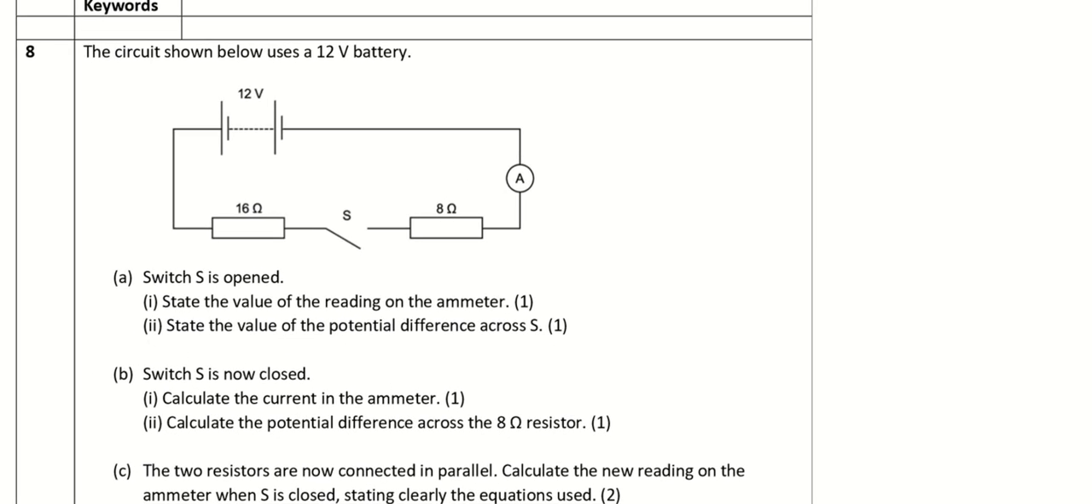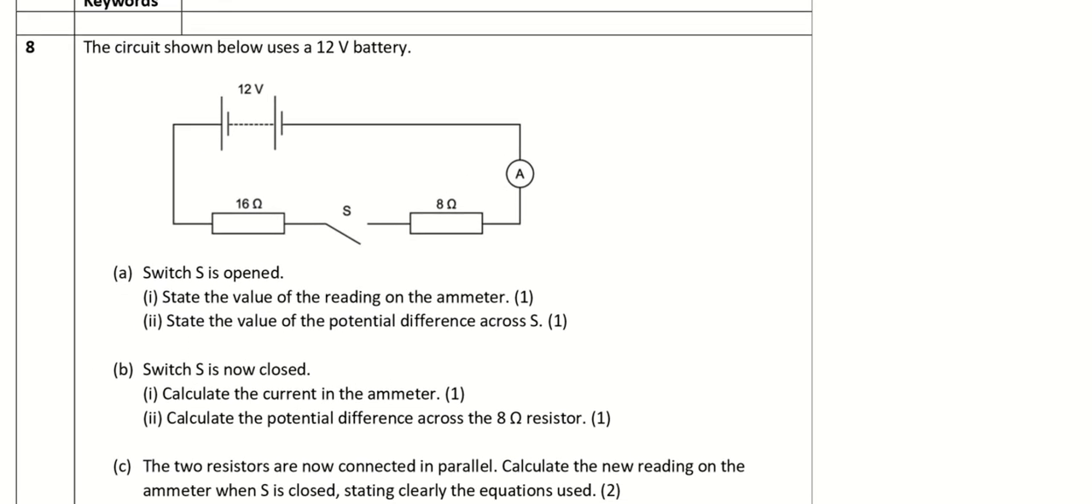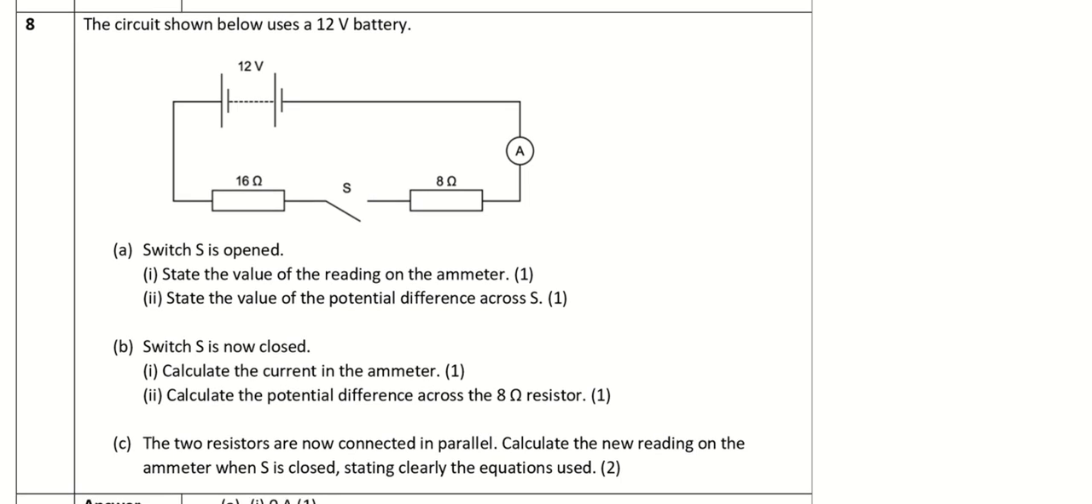Okay, the circuit shown below uses the 12-volt battery. This is question 8. Switch S is open. State the value of the reading on the ammeter. Because there's no current flowing, so it will be 0 ampere.